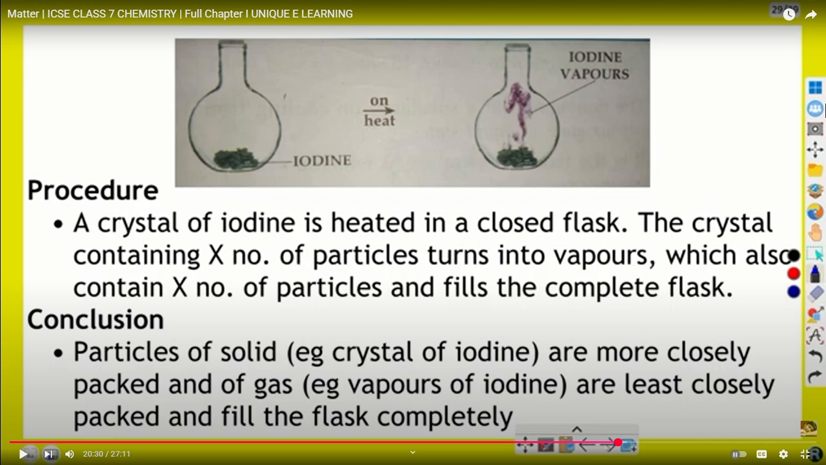A crystal of iodine is heated in a flask. The crystal contains X number of particles, turns into vapor, which also contains X number of particles, and fills the complete flask. Particles of a solid, for example a crystal of iodine, are more closely packed, and particles of gases, for example vapors of iodine, are least closely packed and fill the flask completely.